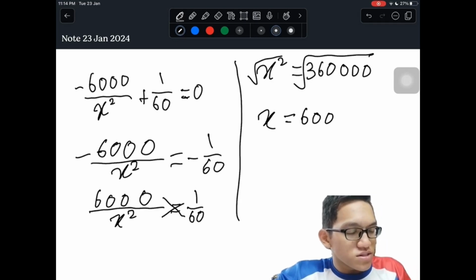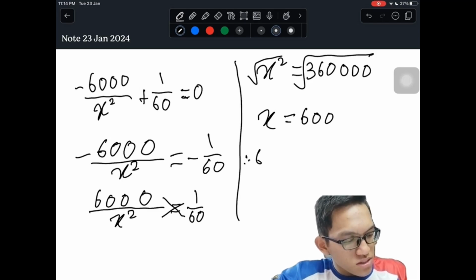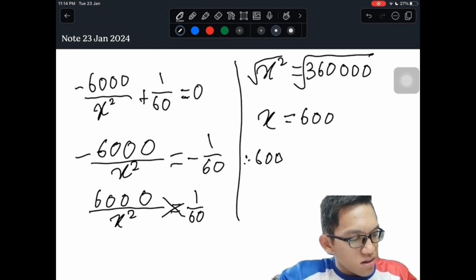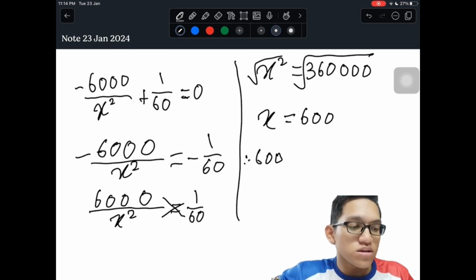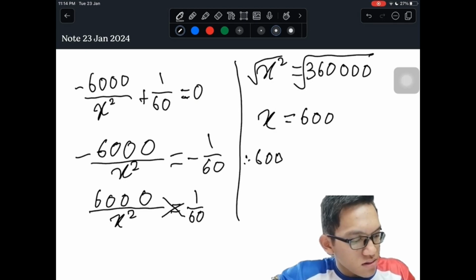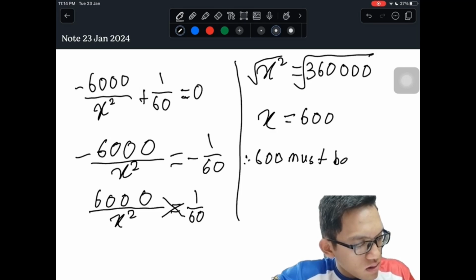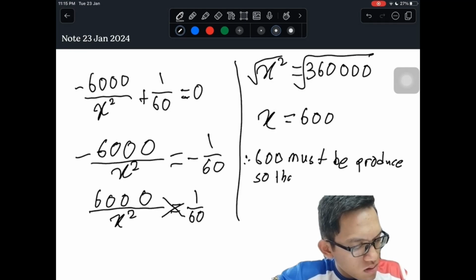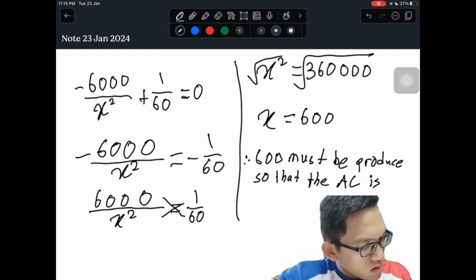So 600 is the unit. So 600 is the total unit that must be produced so that the average cost is minimum.